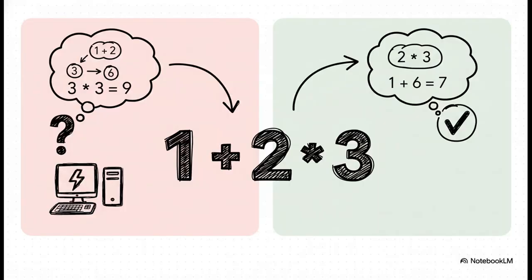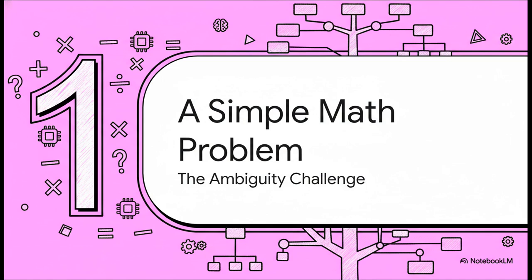See, if you just go left to right, add first, you get 9. But if you remember your grade school math, the order of operations, you multiply first and you get 7. For us, it's a little confusing, maybe. But a computer needs absolute certainty. This kind of ambiguity is a total deal breaker. And this little math problem really hits the nail on the head. It shows the challenge perfectly.